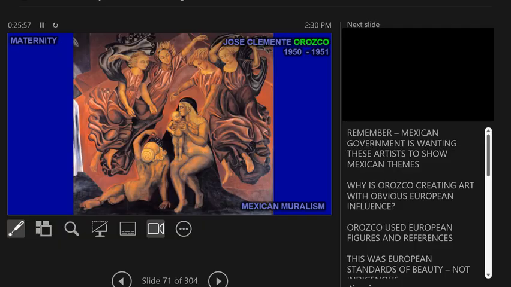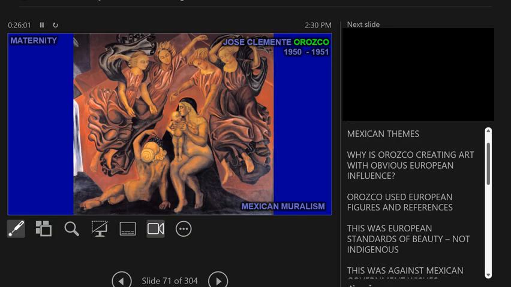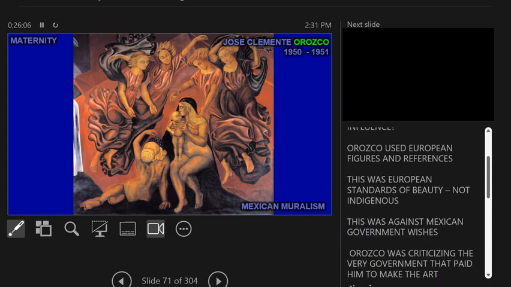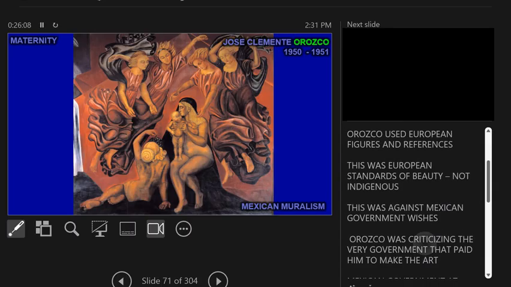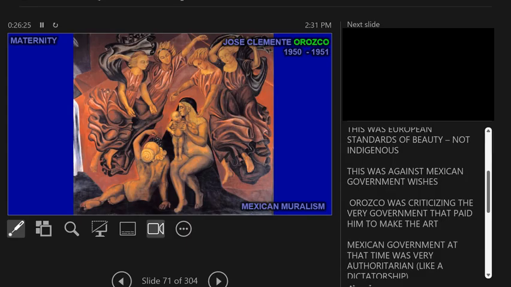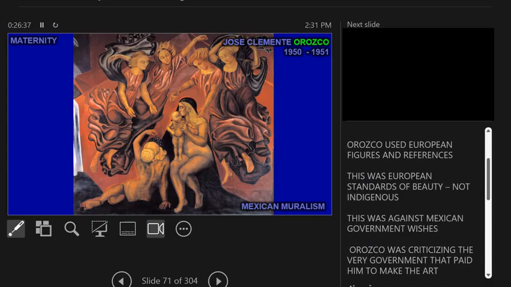So remember, the Mexican government wanted these artists to show Mexican themes. So why is Orozco creating art with such an obvious European influence? It's because Orozco used European figures and references as a revolt for this particular painting. At the time, the government was talking about how equity had been achieved for everybody. And Orozco in this painting is saying, well, not really. Equity hasn't been achieved. We still have a long ways to go.